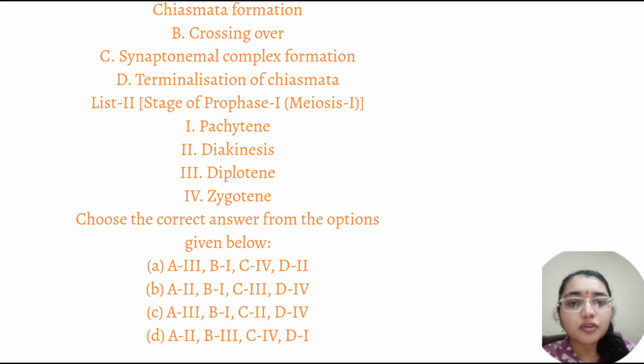Here the chiasma formation is pairing with the diplotene. During the diplotene stage, the synaptonemal complex dissolves, causing the homologous chromosomes to separate. However, they remain physically attached at specific points where crossing over occurred, creating visible X-shaped structures called chiasmata. And crossing over is pairing with the pachytene, where recombination nodules form during the pachytene stage. Then synaptonemal complex is pairing with the zygotene, and terminalization of the chiasmata, that is diakinesis, is the final step of prophase 1.